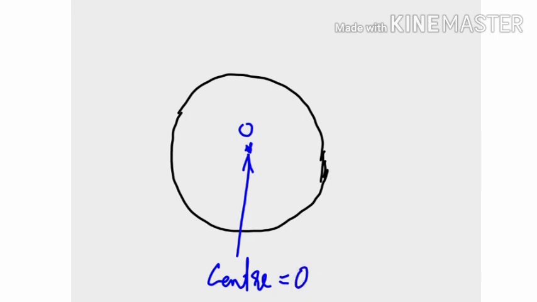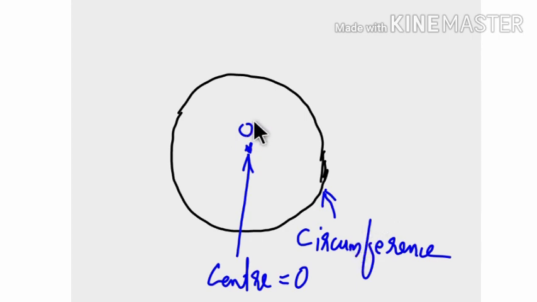O. Now this outer portion, this outer boundary, is called circumference. The boundary or outer portion of a circle is called circumference.